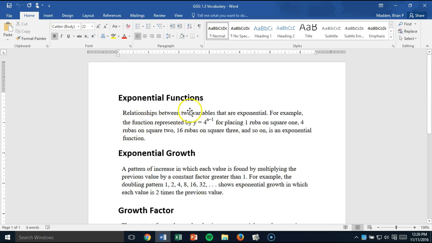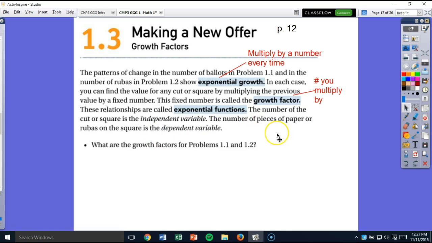Exponential functions are relationships between two variables that are exponential. For example, the function represented by y equals 4 to the n minus 1 power, for placing 1 ruba on square 1, 4 rubas on square 2, 16 rubas on square 3, and so on, is an exponential function. So the number of the cut or square is the independent variable. Remember independent variables and dependent variables that we went through with Thinking With Mathematical Models? Well, let's go back to that.